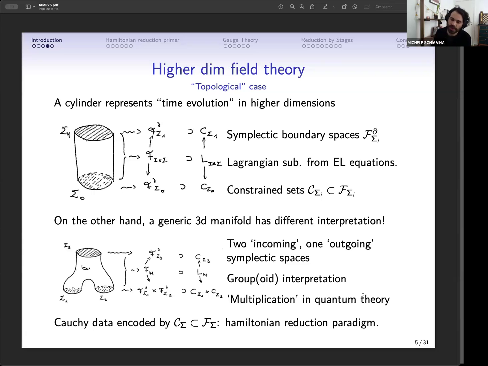So this data is encoded by a submanifold that in good cases is coisotropic inside this symplectic manifold. And that's where the, say, usual Hamiltonian reduction paradigm comes into play. I will talk about this in a moment.